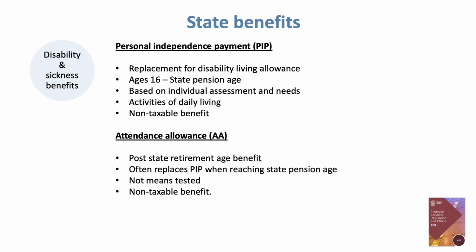So this is under state pension age with a disability that essentially is going to stop you from undertaking normal activities of life. When you reach state pension age, or if illness turns against you after your state pension age, then the attendance allowance kicks in. So in many respects, attendance allowance replaces PIP for those that have a disability when they reach state pension age.